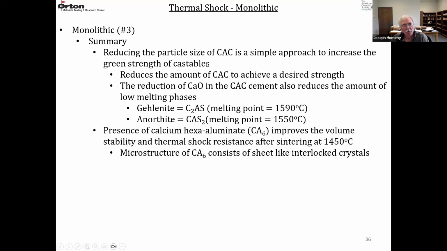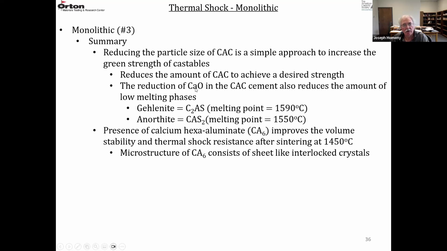So if you reduce the particle size of the cement, of CAC, it's a simple approach to increasing the green strength of the castables. It also means that you could probably reduce the amount of CAC and achieve the same desired strength as a coarser particle size CAC.